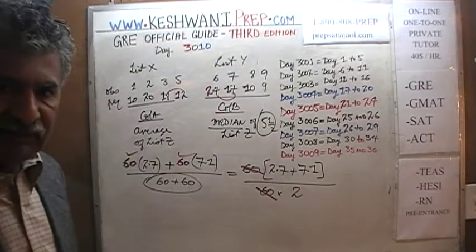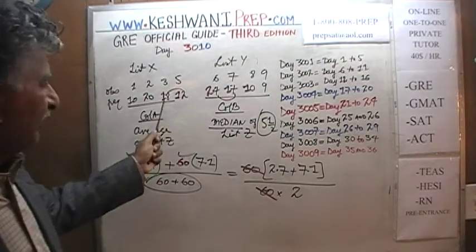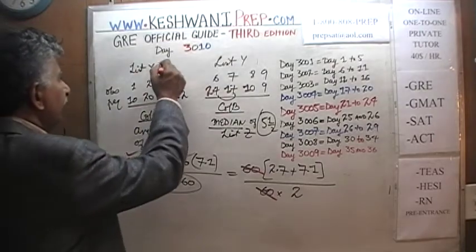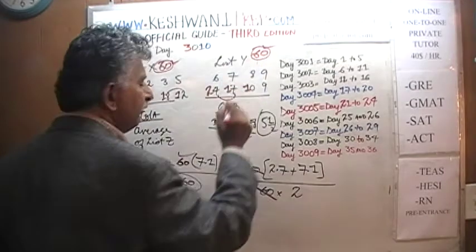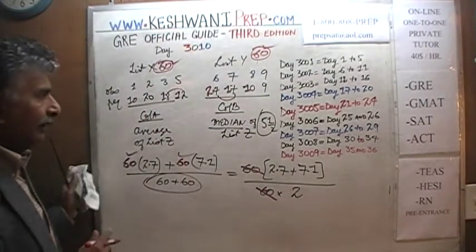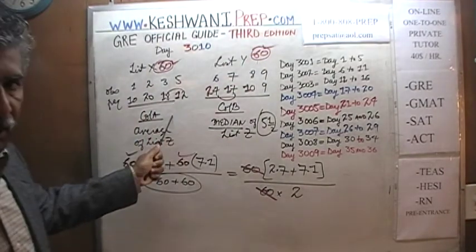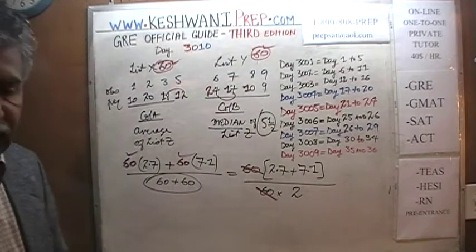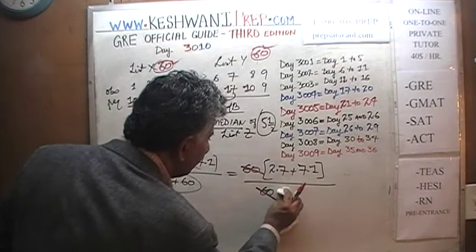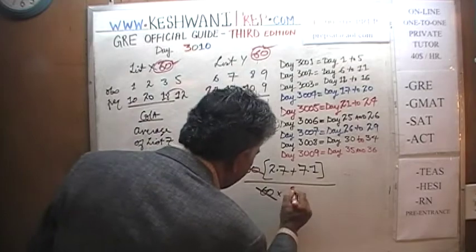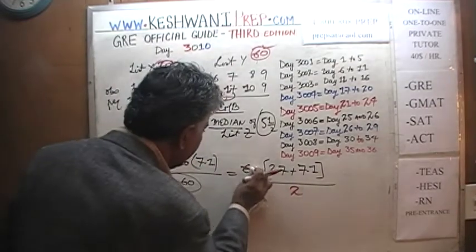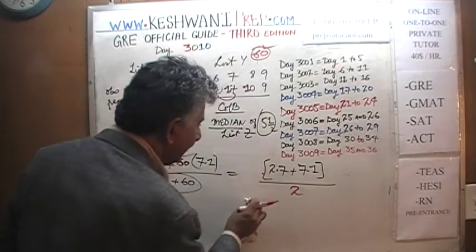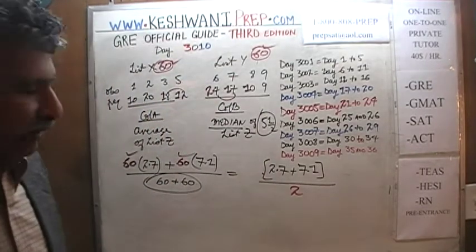What we end up finding is that as long as the number of observations are the same, there are 60 observations here, there are 60 observations here, then the average of the two lists put together is simply the average of the two averages. It destroys the dramatic effect, you see. I just ruined the whole thing.